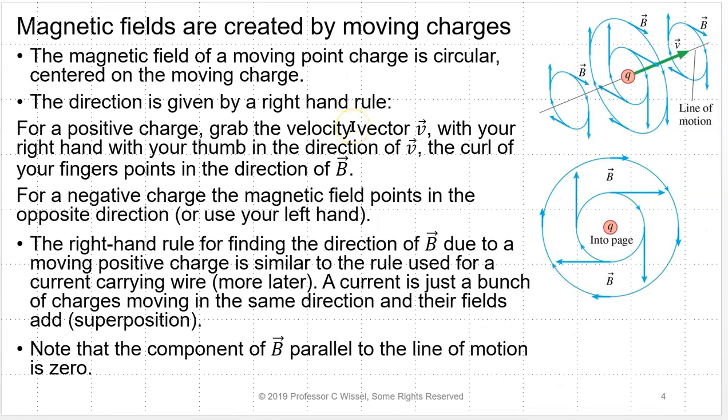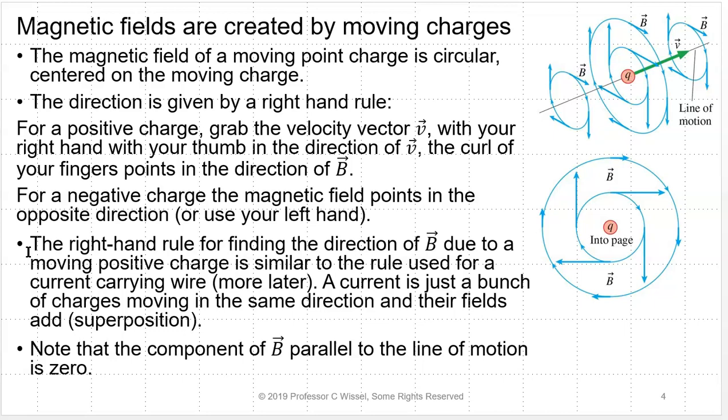Now, magnetic fields are created by moving charges. The magnetic field of a moving point charge is circular, centered on the moving charge. And this is a positive charge, and notice it's moving along here at its velocity v, and here's its magnetic field. Now, there's a right-hand rule to determine the direction of the magnetic field. For a positive charge, grab the velocity vector v with your right hand, with your thumb in the direction of v. The curl of your fingers points in the direction of B. For a negative charge, the magnetic field points in the opposite direction, or use the Carroll-Whistle patented left-hand rule, which actually does work. The right-hand rule for finding the direction of B due to a moving positive charge is very similar to the rule used for a current-carrying wire. And we'll talk more about that later.